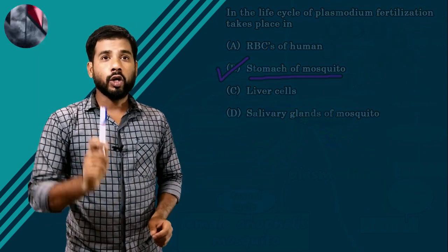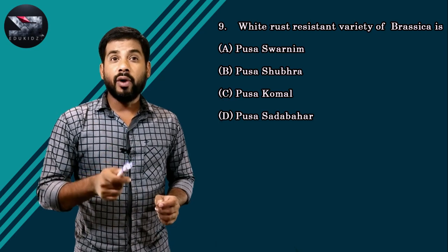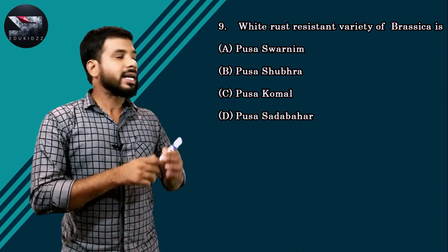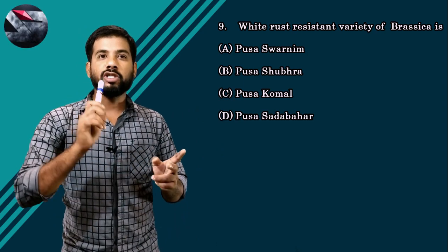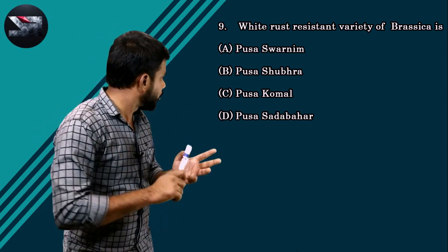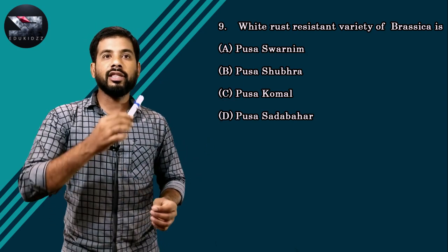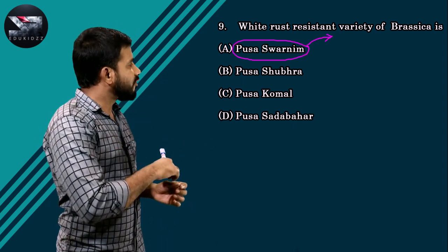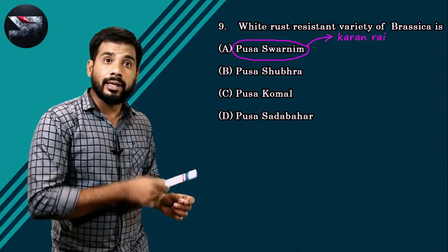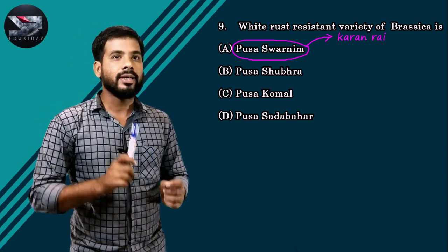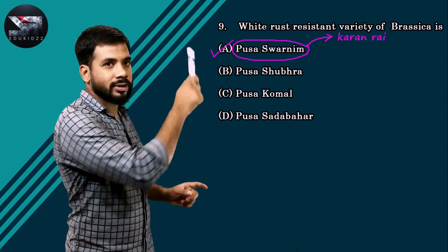Now let us take question number 9. White rust resistant variety of Brassica is, there are 4 options: option A Pusa Swarnim, option B Pusa Shubhra, option C Pusa Komal, and option D Pusa Sadabahar. Pusa Swarnim is also called the Karan Rai variety. This is the variety of Brassica that is resistant to the white rust disease. So option A is the right answer.